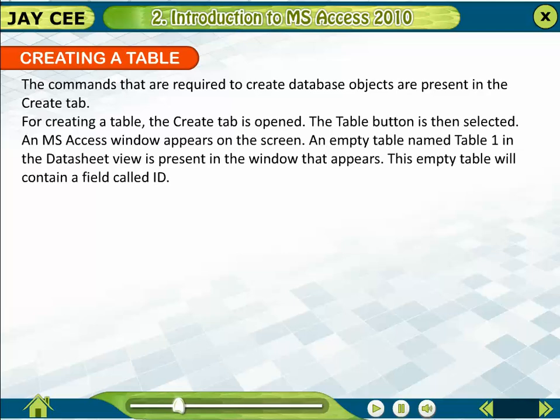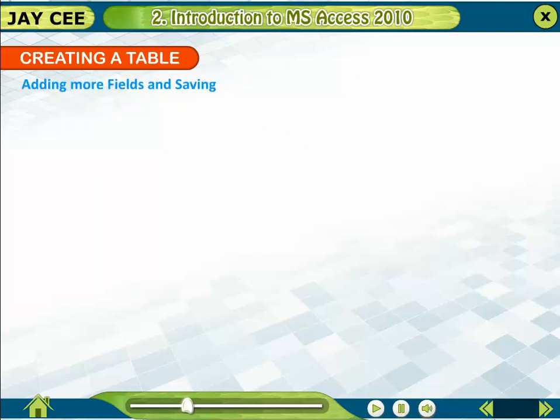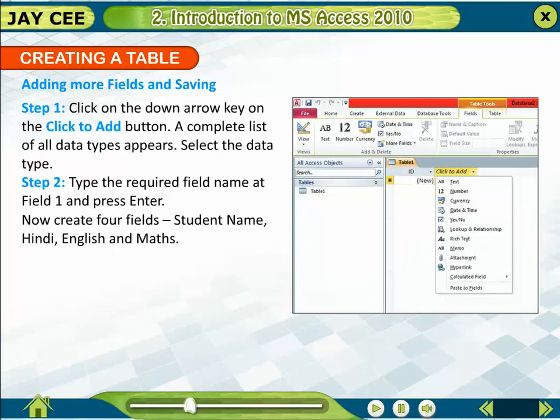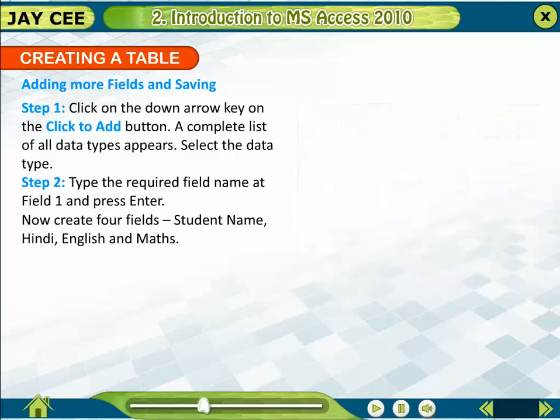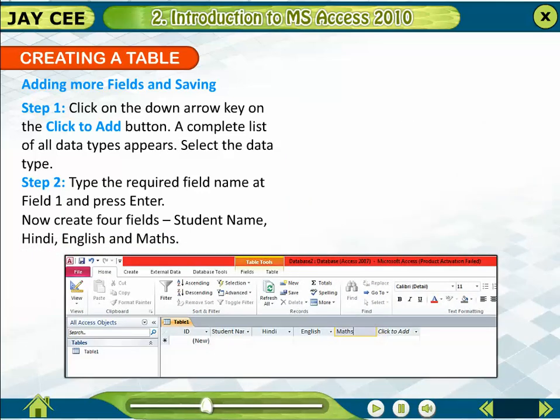This empty table will contain a field called ID. Adding more fields and saving. Click on the down arrow key on the Click to Add button. A complete list of all data types appears. Select the data type. Type the required field name at field 1 and press Enter. Now create 4 fields: student name, Hindi, English, and Maths.